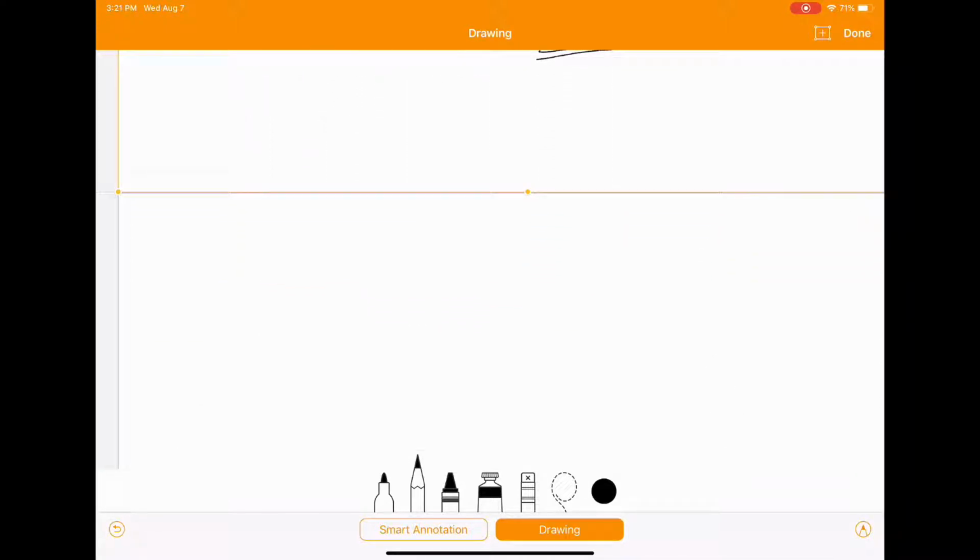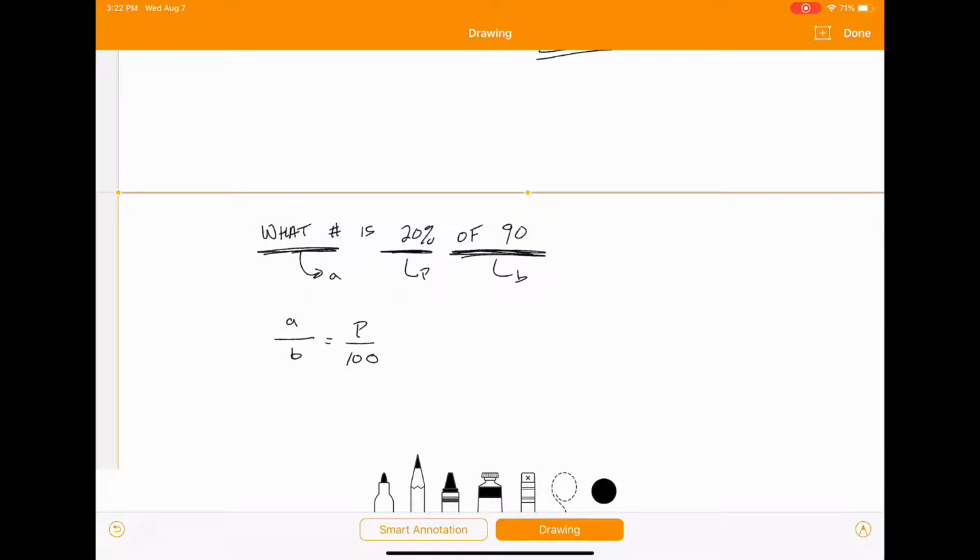Now, another way this might be worded is, what number is 20% of 90? So again, of 90, so that's going to be your base. You have your percent and you're trying to find your portion. So the first thing I like to do when I'm looking at these is try to identify these. So we identified this is our portion, this is our base, and this is our percentage. So A over B equals P over 100. So we don't know A, so we'll leave it as A. B is 90. P is 20 over 100.